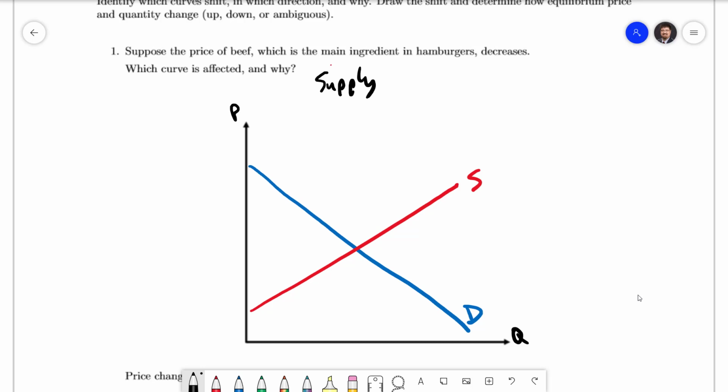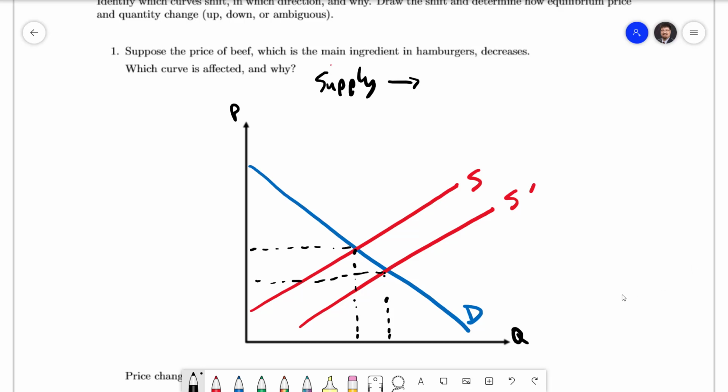Which direction? Well, it's a decrease in the input price, so supply is going to shift to the right. We'll draw that in and take a look at what happened to our equilibrium. We can see here that our equilibrium quantity increases and price decreases.